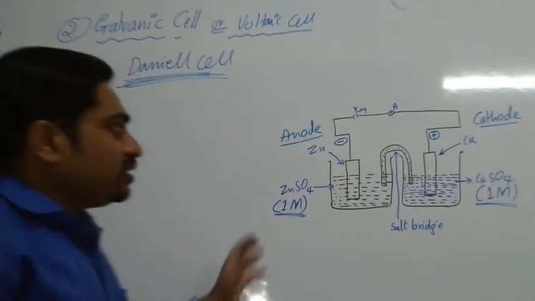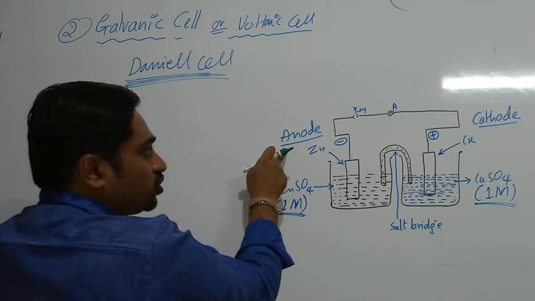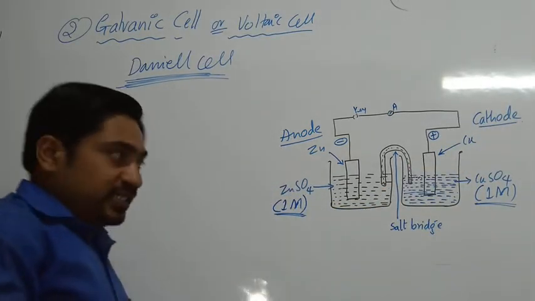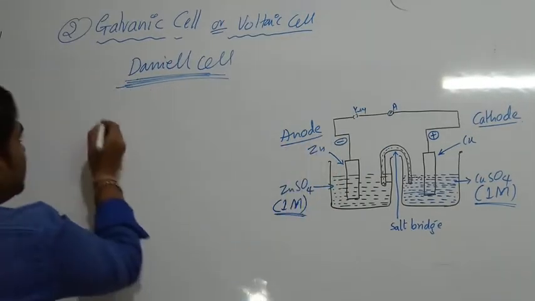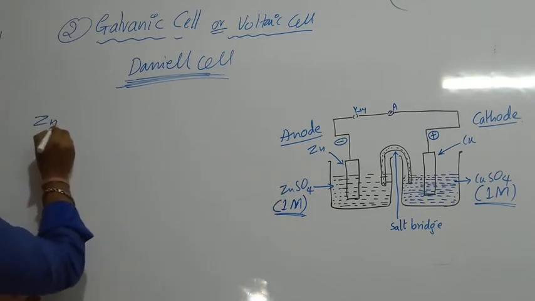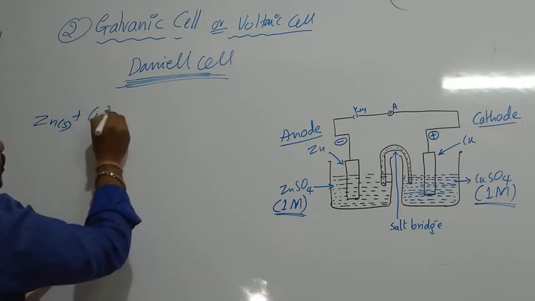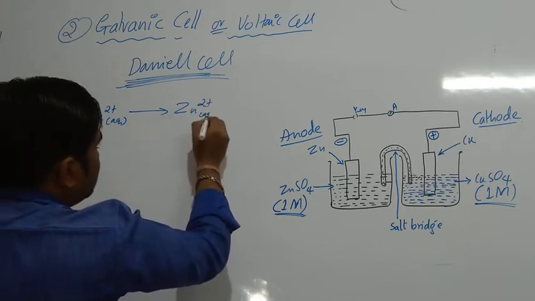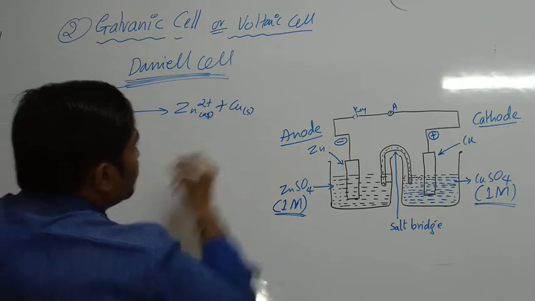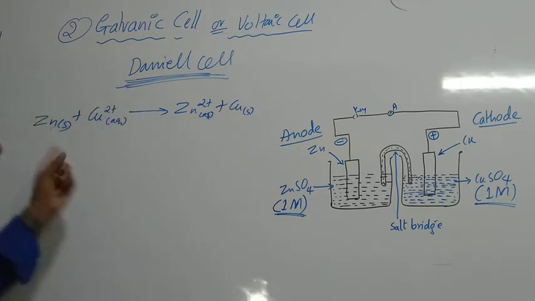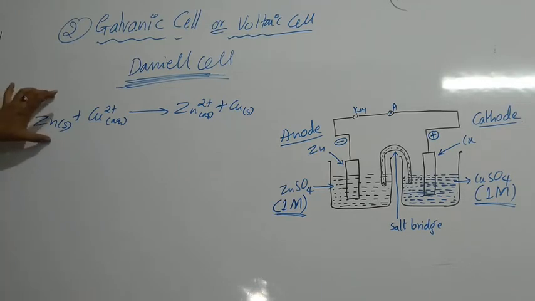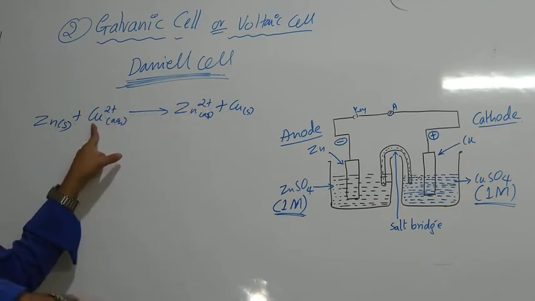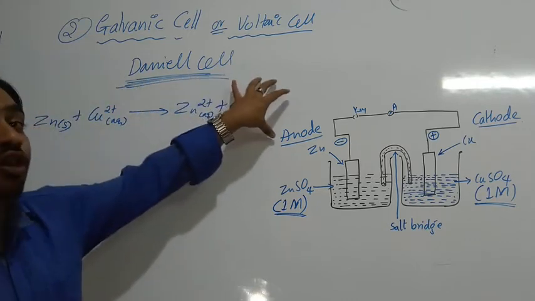In the last class we have discussed the functioning of Daniell cell. At zinc electrode, which is the anode, oxidation takes place, and at cathode reduction takes place. The overall reaction for this cell is Zn plus Cu2+ in aqueous solution gives Zn2+ plus Cu. What this chemical reaction indicates is that zinc metal is converted into metal ions, which means zinc is dissolved, and the copper ions present in the solution are deposited on the copper electrode.